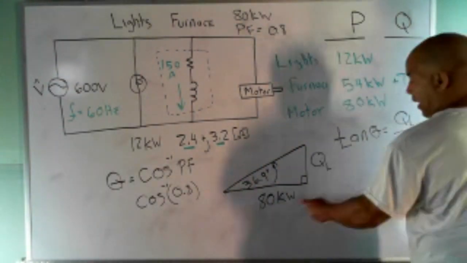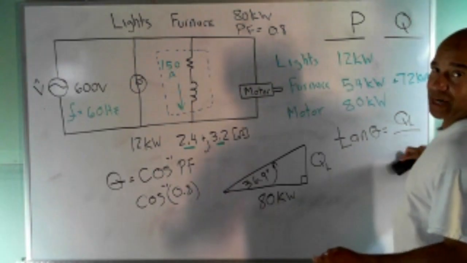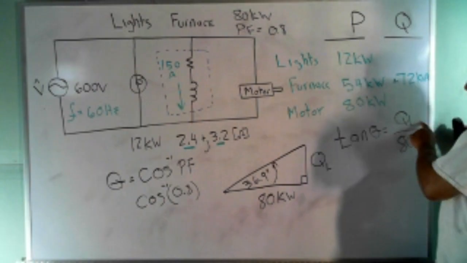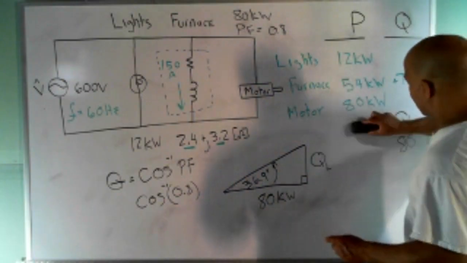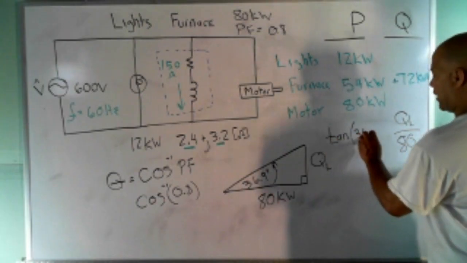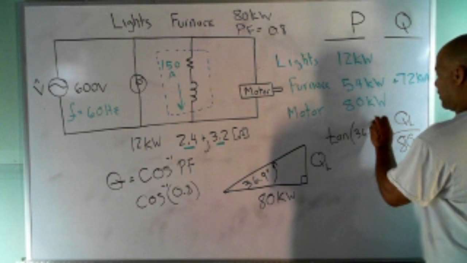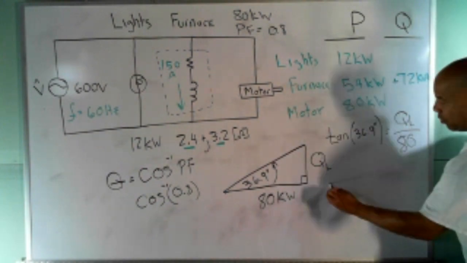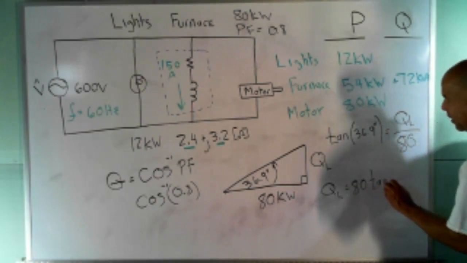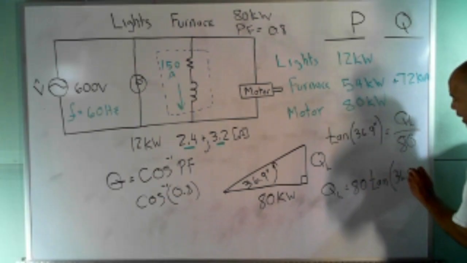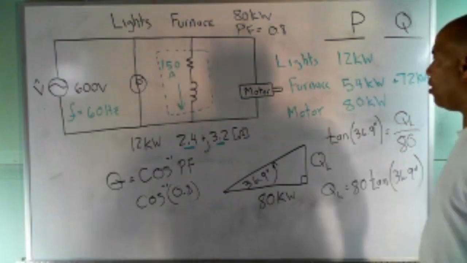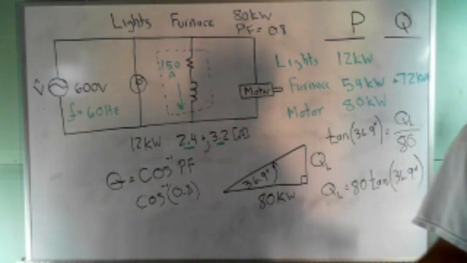numbers. We know that this is 80. Now I'm going to just write it as 80. We know it's going to be in kilowatts. So this is 80. We don't know that, but we do know this number over here. This number is the tangent of 36.9 degrees. So we got to solve this for QL. So QL is going to equal 80 times the tangent of 36.9 degrees. So go ahead and give me that number, and that's our value for QL for the motor. So let me know what you get when you do that.